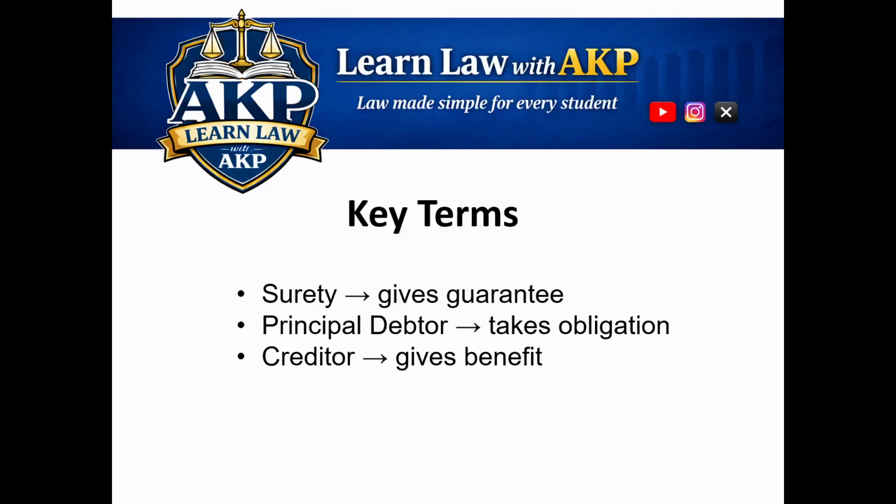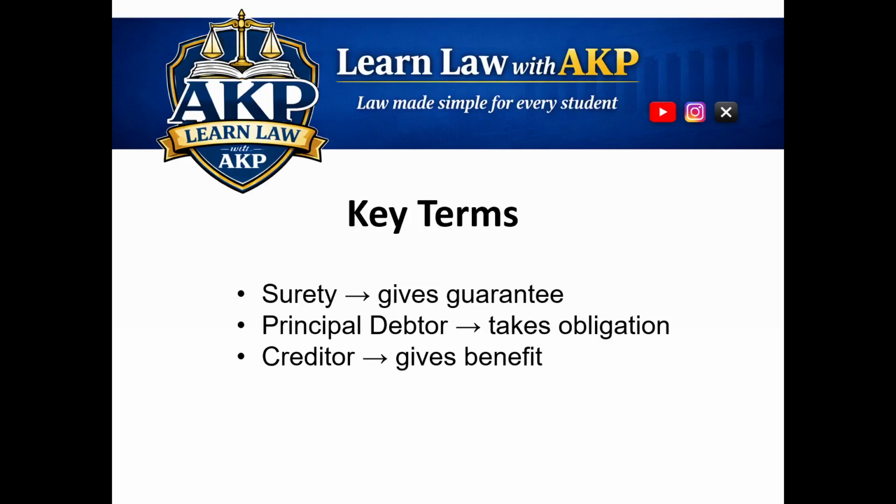Now, section 126 also defines three important terms. First is surety. Surety is the person who gives the guarantee. Second is the principal debtor. He is the person whose default is guaranteed. Third is the creditor. Creditor is the person to whom the guarantee is given.